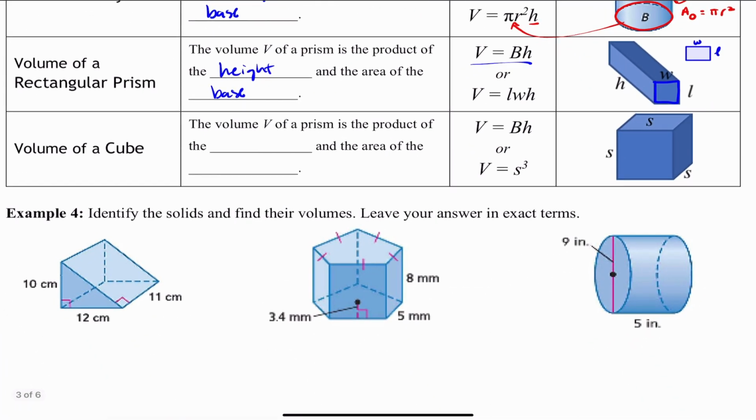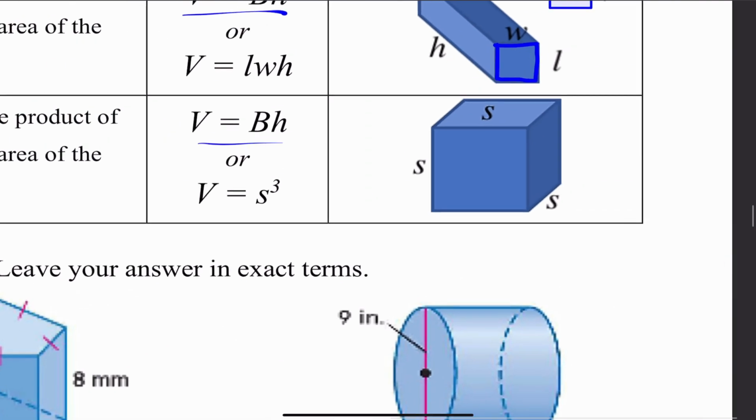The volume V of a prism is the product of the height and the area of the base. V equals BH, and we can assume that this is a square. Let's say that this here is our base. That's the shape of the base. It's a square. So the area of the square formula is S squared, right? So what's the height? What's separating the two bases? Well, we know that there's a front base and then there's the back base, and then it's going to be separated by the height here.